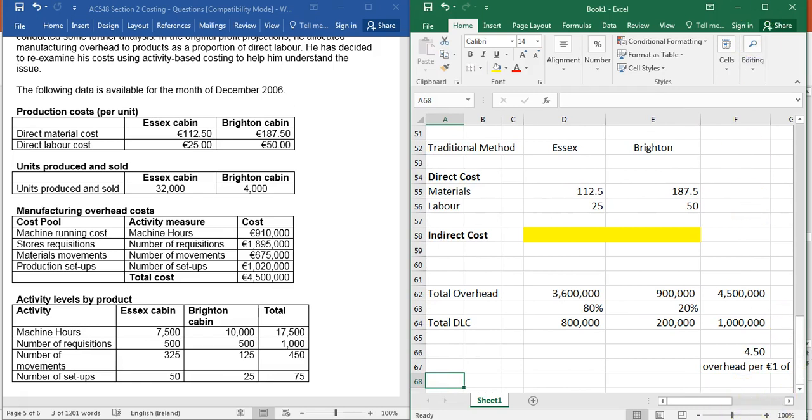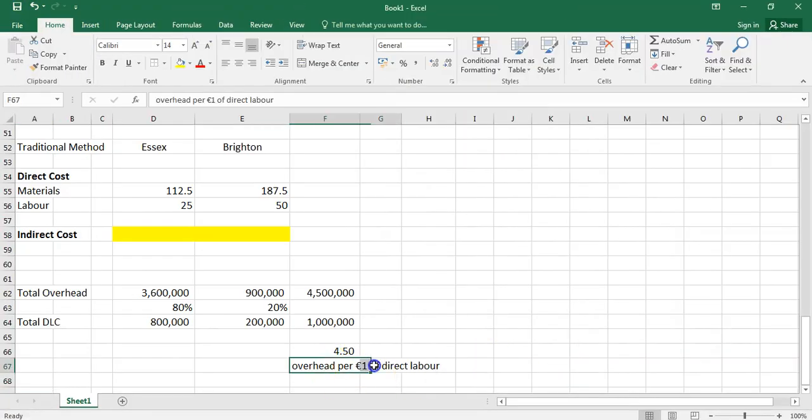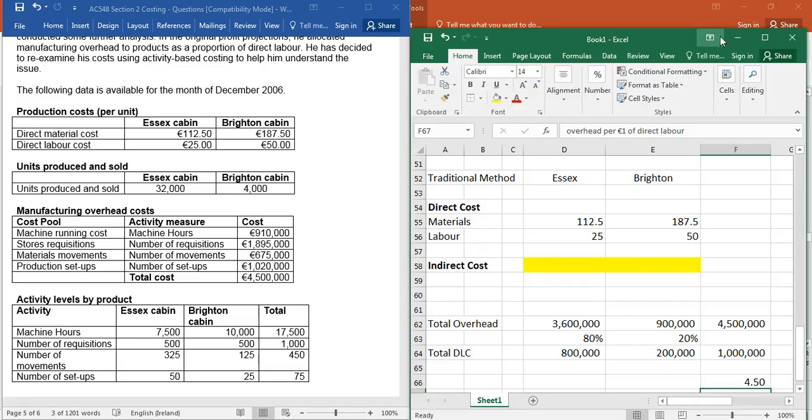So what that means, let's just make it a small bit bigger, is for every euro the product uses of direct labour, you give it €4.50 of overhead allocation to cover all your extra costs. So it is typically an approximation done at the start of the year, but you try and keep it as accurate as possible. And the logic being here is the more direct labour you use, the more you consume overheads. That's the assumption we're making using this method. It may be good, it may be bad, but that's the assumption.